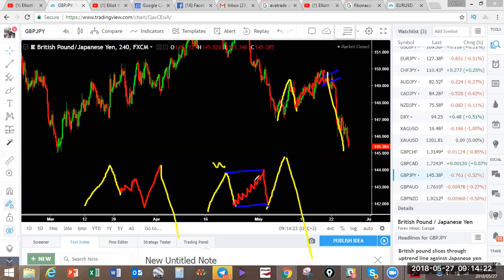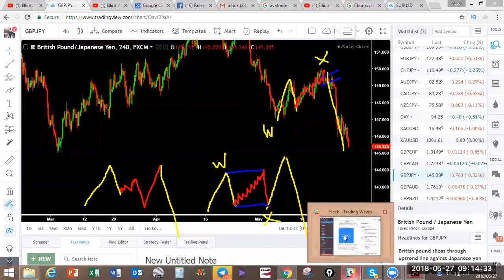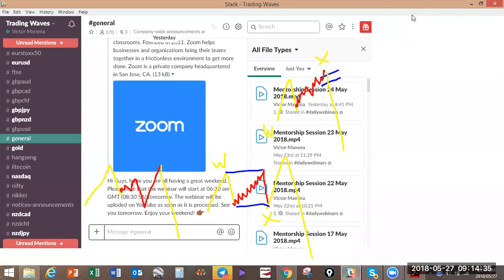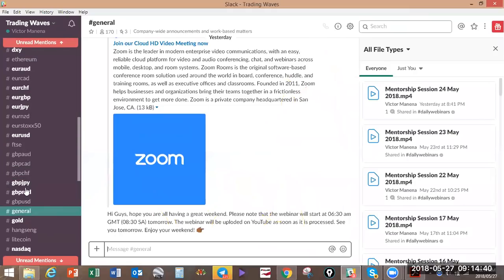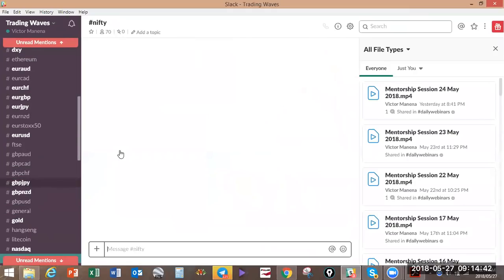What is this one here? This is a simple WXY. Okay, so the simple W, and this was a bounce in X, and now we're getting this move. This move is over 400 pips already, and this is how we took this move here. If I just go to my workspace here on Slack and show you how we took that move. Let's see if I can find it on pound JPY.